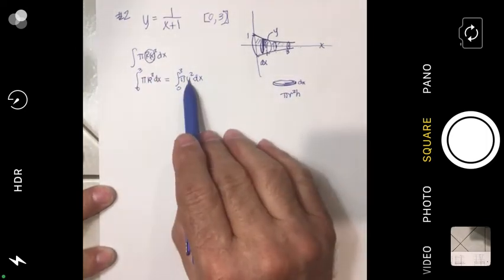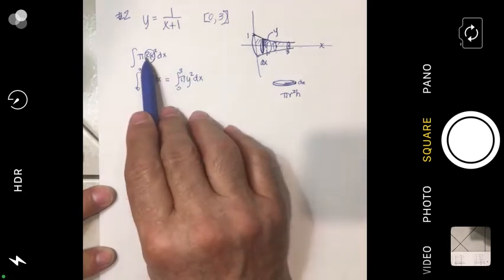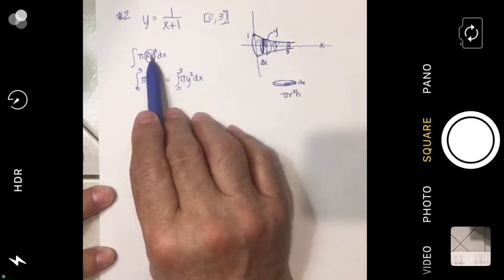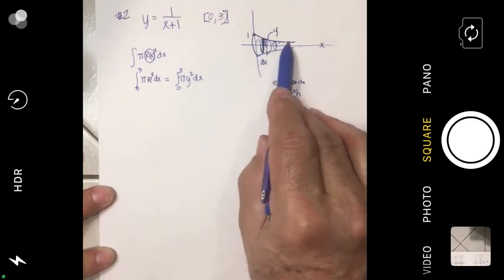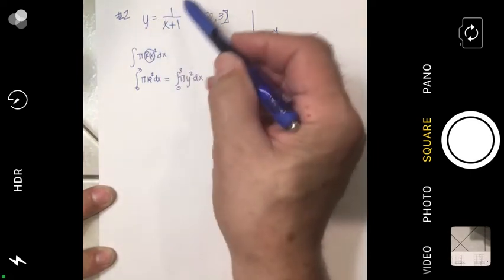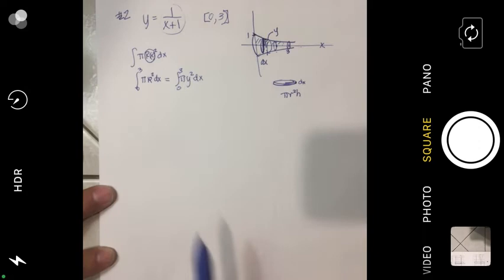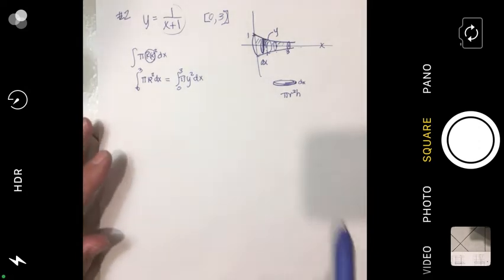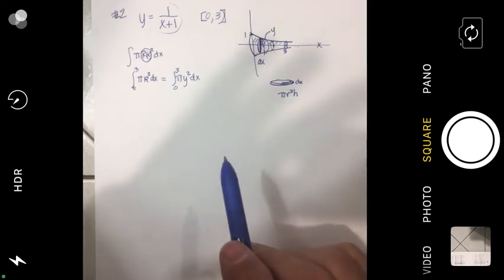But we were supposed to write the radius using x's. Well, the equation says y is this in terms of x's. So we're going to use that for our x's.